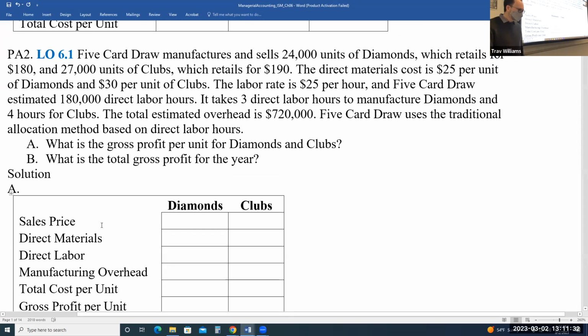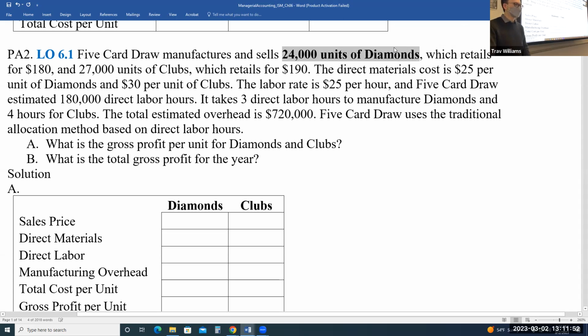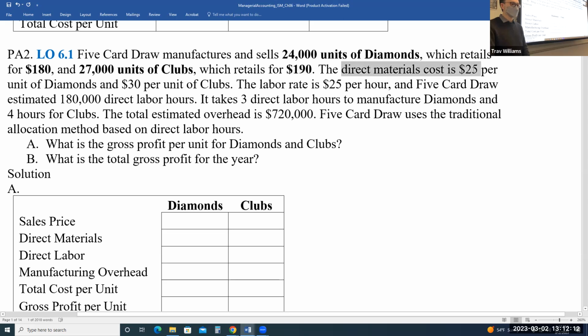I think this is traditional. Is this traditional? Yeah, this is a traditional overhead costing scenario. So we've got this company selling 2 products. One is called Diamond, and they sell 24,000 units of that. Here's the sales price. And then their other product is Clubs. They sell 27,000 of that product at a different price. Then we have the direct materials costs for each product.